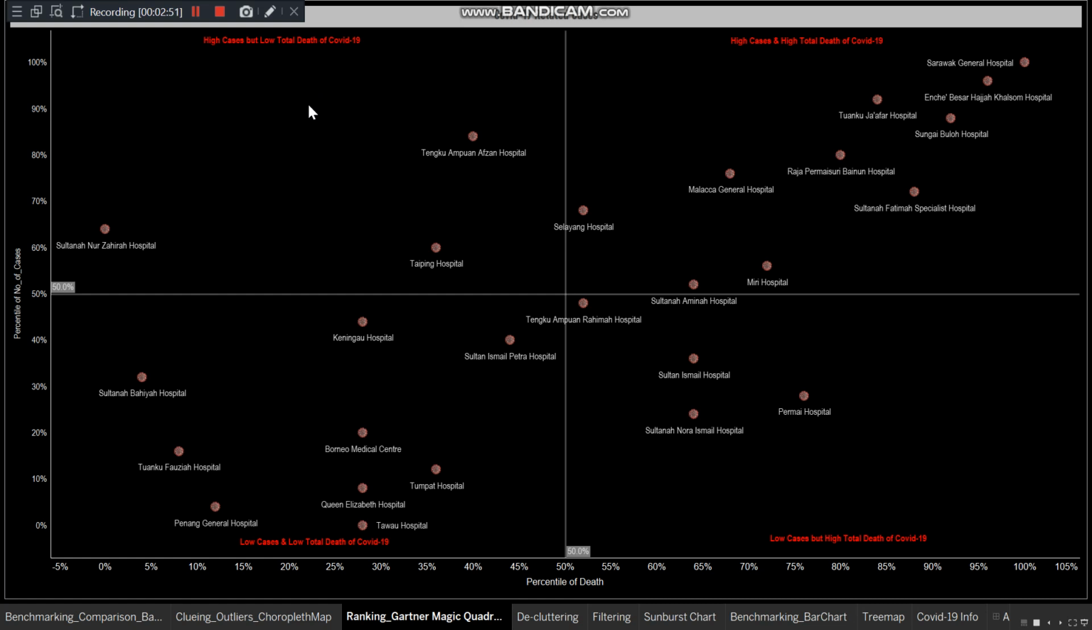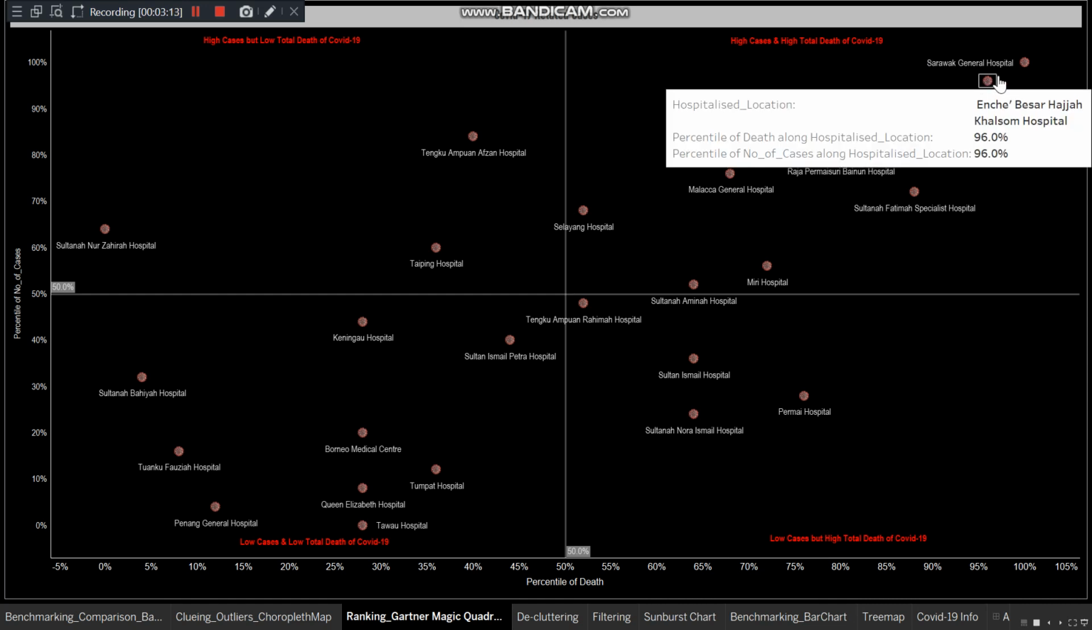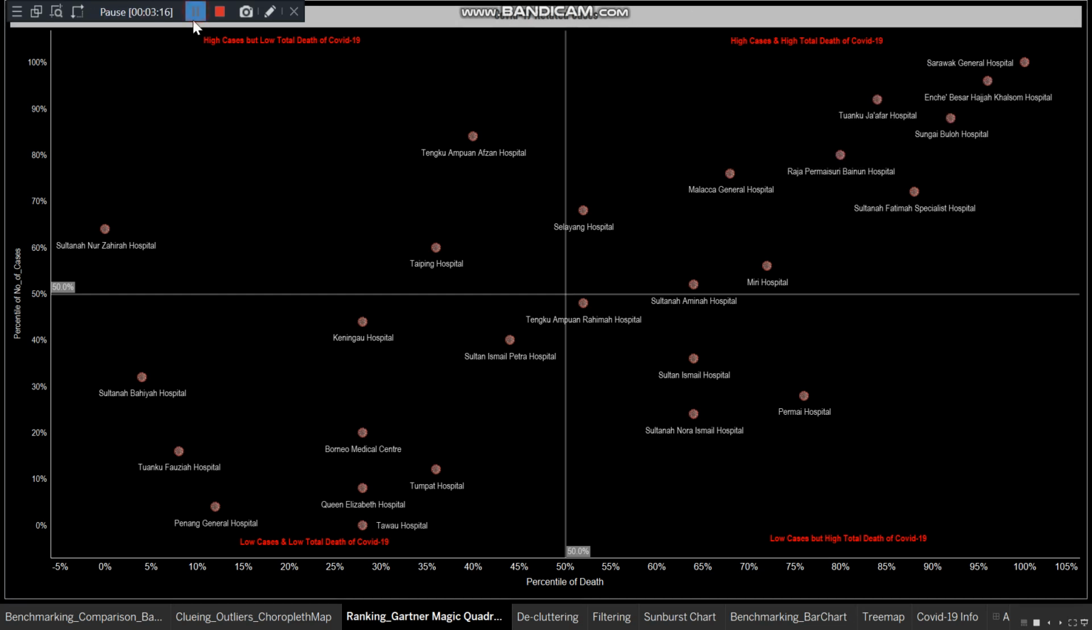This Gartner Magic Quadrant is considered a ranking since it shows high cases but low total death of COVID-19, high cases and also high total death of COVID-19, low cases and low total death of COVID-19, and also low cases but high total death of COVID-19. It shows that Sarawak General Hospital has high cases and high total death of COVID-19.